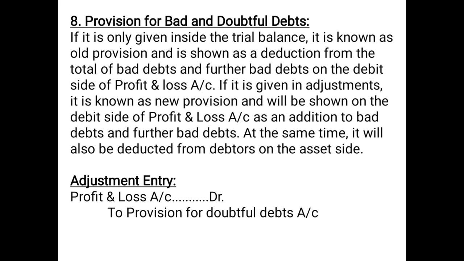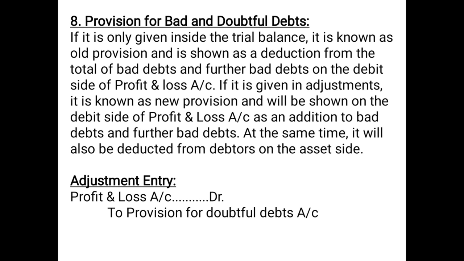So as you can read here, if it is only given inside the trial balance, it is known as old provision and is shown as a deduction from the total of bad debts and further bad debts on the debit side of the profit and loss account. If it is given in adjustments, it is known as new provision and will be shown on the debit side of the profit and loss account as an addition to bad debts and further bad debts. At the same time, it will also be deducted from debtors on the asset side. And which debtors? After deducting further bad debts.